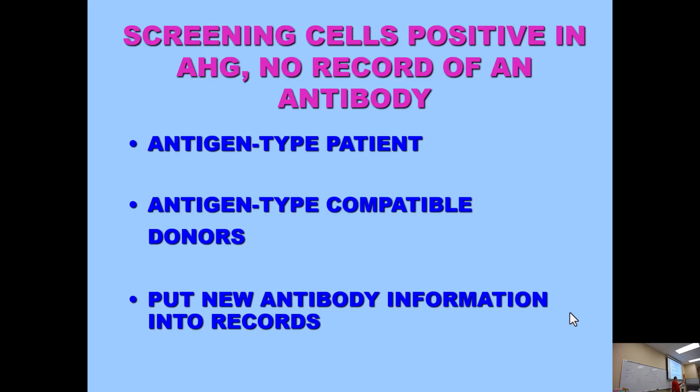Antigen type all compatible units because we want to verify that they truly are negative. And then we're going to put the new antibody information on that record to make sure that the next people doing the cross-match know there was an antibody.